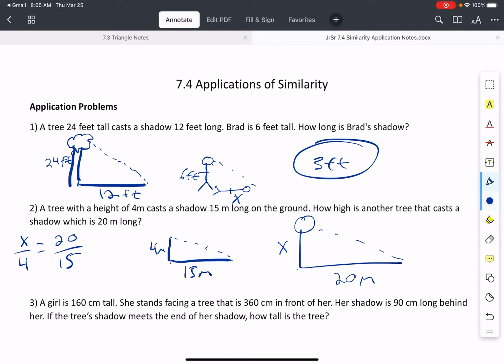There we go. Cross multiply. So 20 times 4 equals x times 15. So 80 equals 15x. Divide by 15. So what's x? 5.2? 5.3 repeated. Oh, cool.